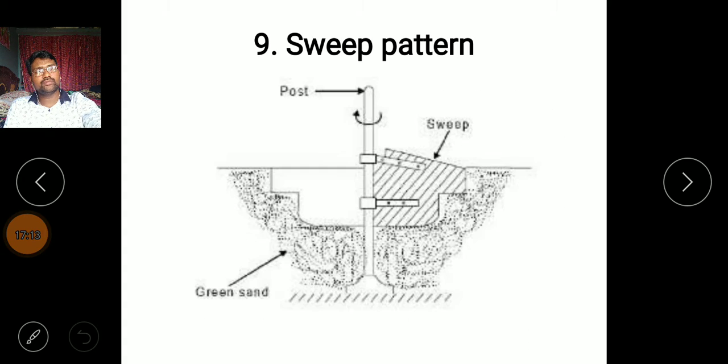Observe the diagram, it consists of a sweep and a spindle. The spindle is placed at the center of the molding process, and we have to prepare the sweep as per the required shape of the object. Whenever we rotate this sweep circularly, we will get a space of the required shape. It is used to prepare mainly bells in temples, etc. For this case, we have to prepare the sweep pattern.